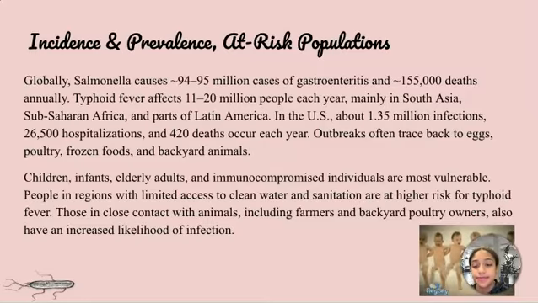Incidence and prevalence. In the US, about 1.35 million salmonella infections occur each year. Globally, non-typhoidal salmonella causes around 94 million cases. Typhoid fever affects up to 20 million people annually, especially in areas without safe water and good sanitation. At-risk populations: children, older adults, and immunocompromised individuals are at higher risk. People who handle animals, like farmers or reptile owners, also have higher exposure. Communities without clean water are especially vulnerable to typhoid fever.